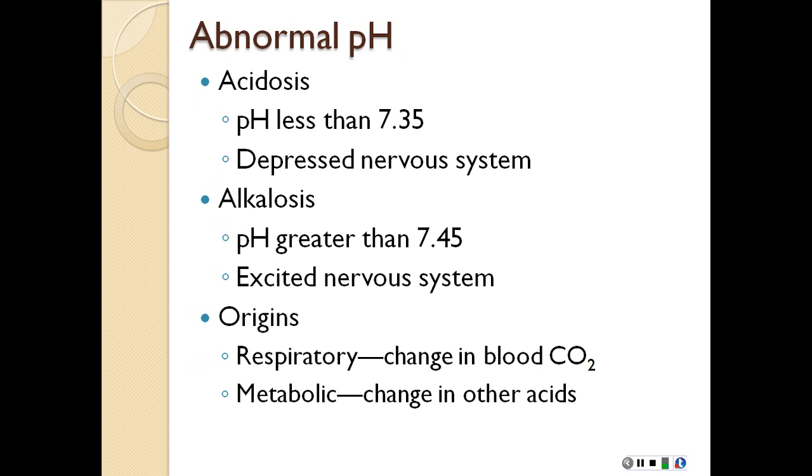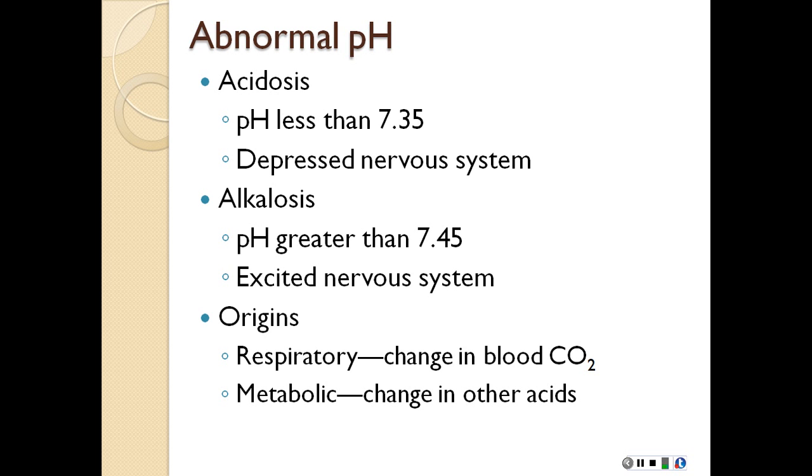Okay, so a few terms here. You should have an idea of their meaning. Acidosis is when blood pH or tissue pH is less than 7.35. Alkalosis is a pH greater than 7.45. And some of the results are here. So if the pH is less than 7.35, that means it's too acidic, and the nervous system functions a lot slower, more sluggishly. If pH is greater than 7.45, that excites the nervous system. Okay?